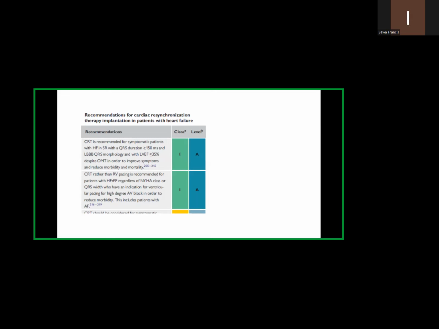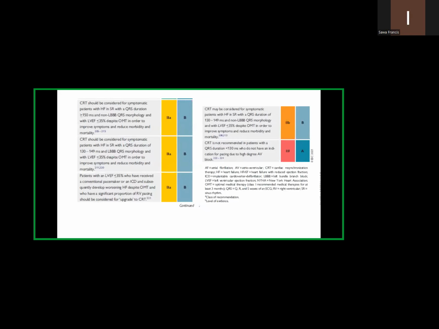This one also includes patients with atrial fibrillation. Patients with atrial fibrillation can also have complete heart block: atrial fibrillation with complete heart block, atrial fibrillation with high-grade AV block. So if there's a need for pacing because of whatever the indication, and the patient now has heart failure, LV ejection fraction less than 35, that patient should get a CRT. This is also a class 1 indication that we should remember.